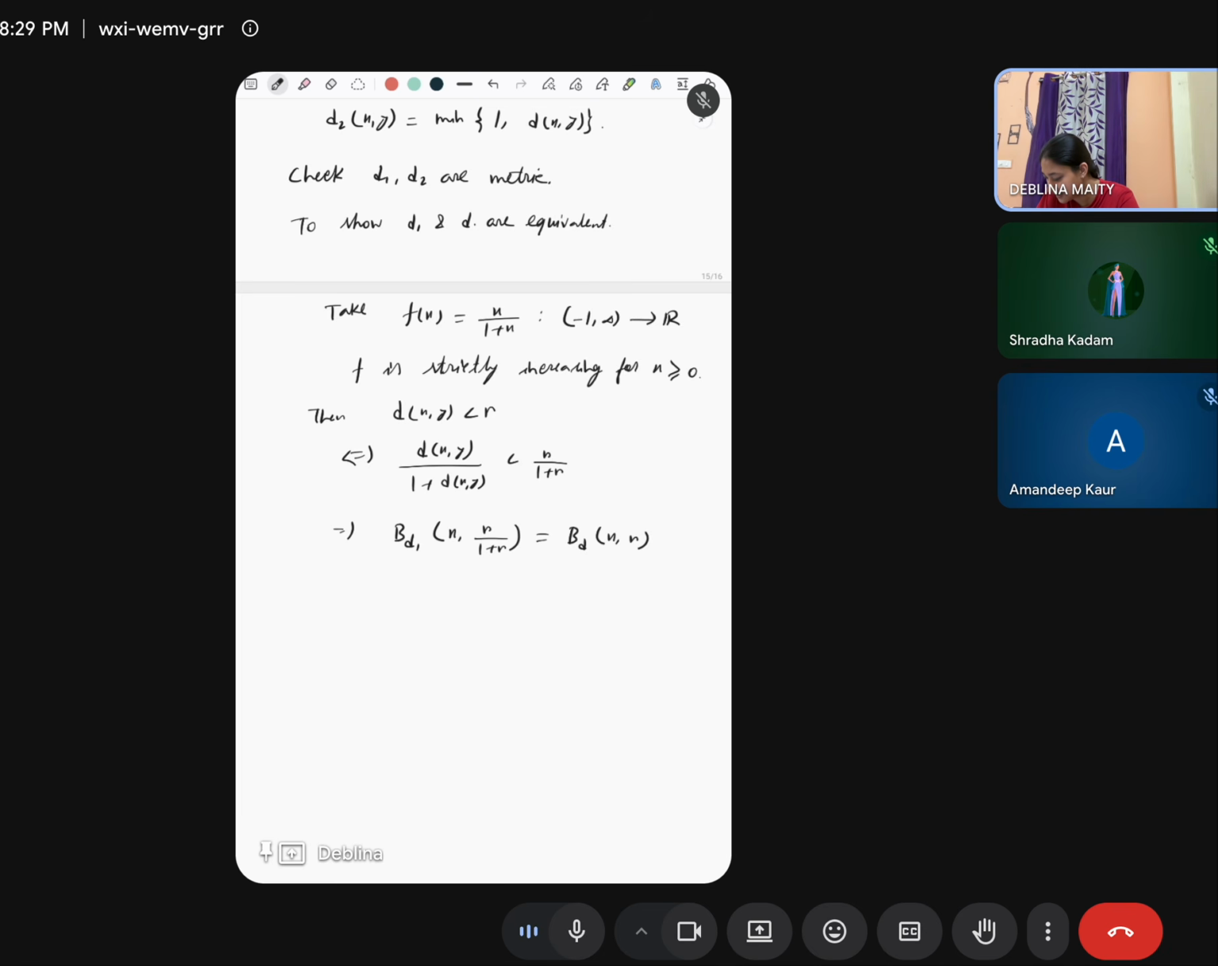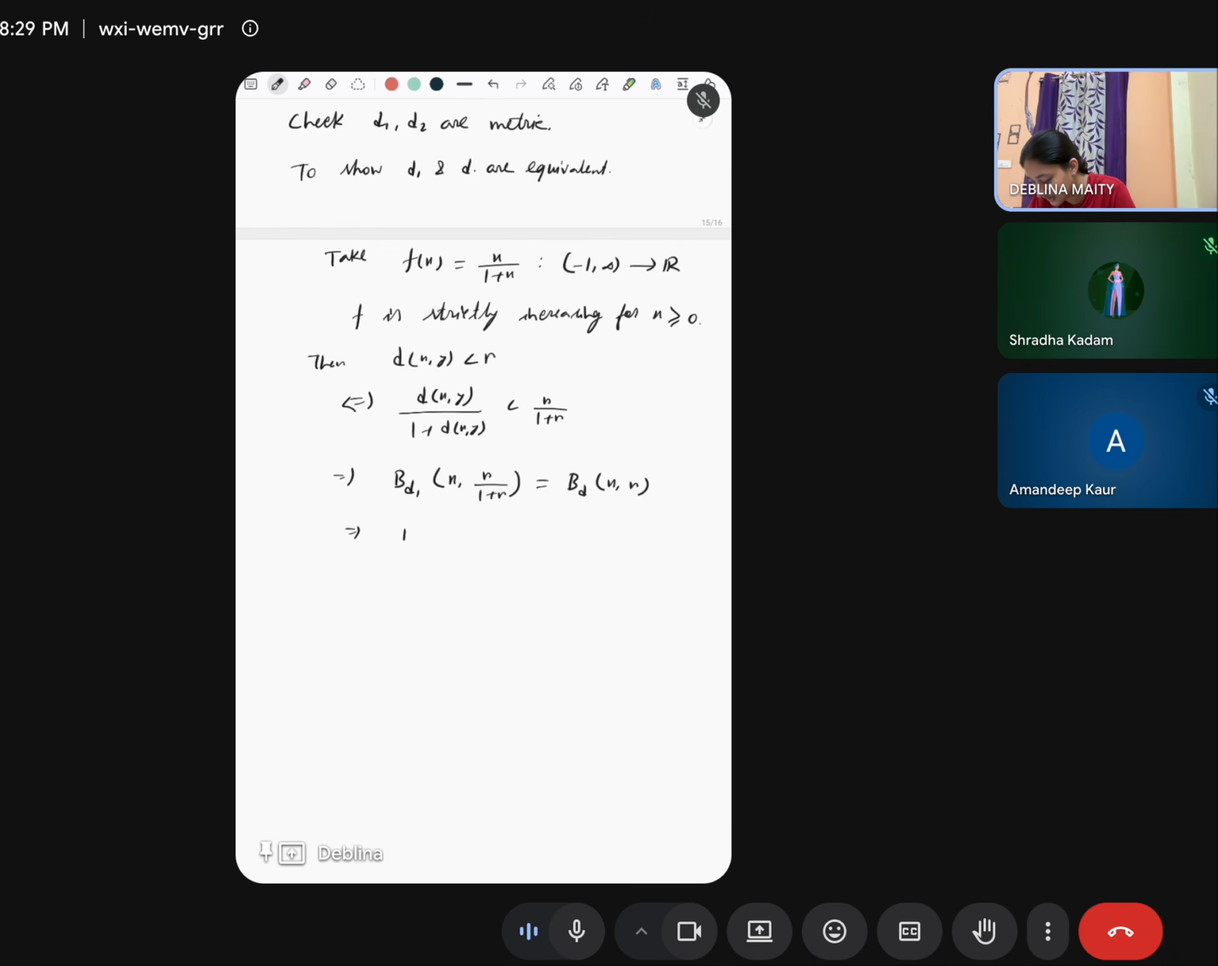So first we have chosen this d, and we found that B_d1(x, r/(1+r)) is contained in B_d(x, r). So one part is clear. If we take any ball with respect to the metric d with center x and radius r, we found this s, which is contained in B_d(x, r), where s equals r/(1+r), right?